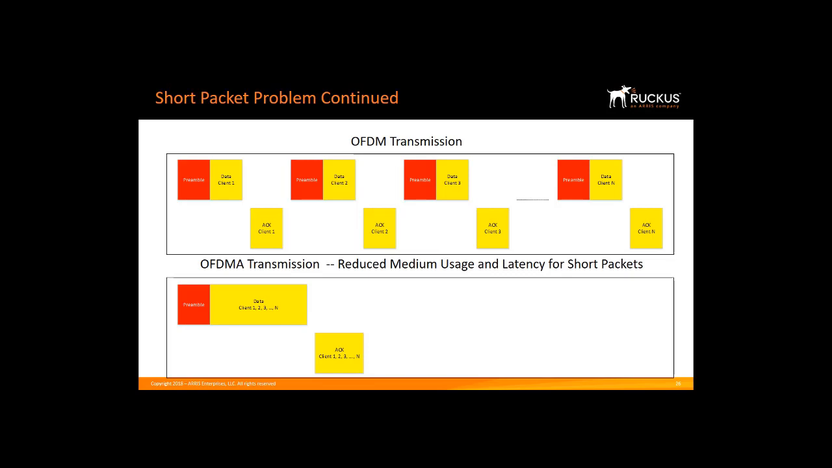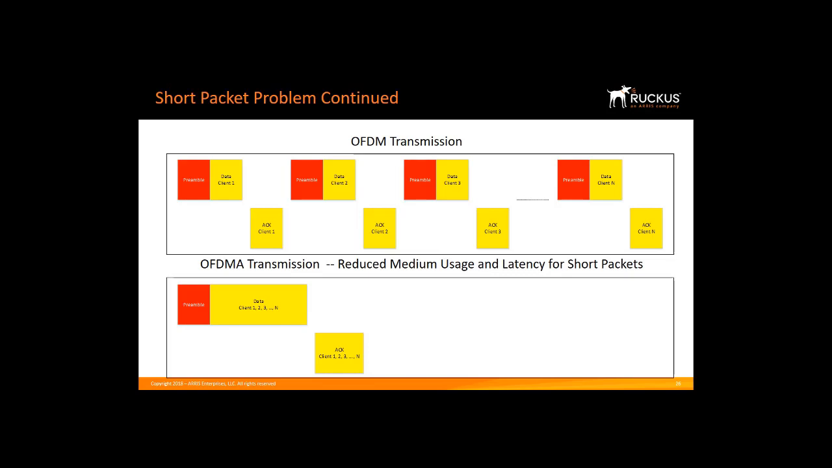If I use the OFDM transmission method in the top diagram, I first talk to OFDM client 1, then client 2, all the way to client 20, and then come back to client 1. So client 1 sees a large latency from its perspective. If I use the OFDMA approach in the bottom graph, I can serve all those clients right away, so the latency comes down, which is a big deal.